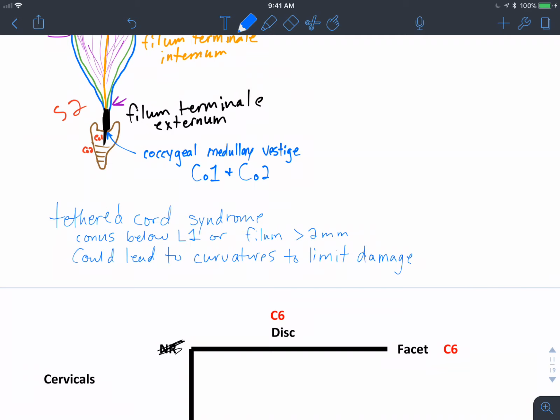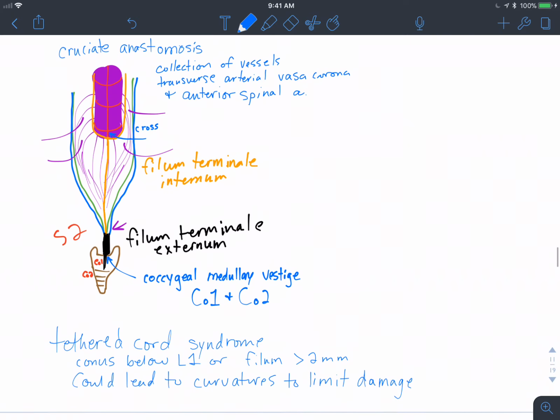So that's one classification. Or if you have a really thick filum, greater than 2 millimeters, it puts that same pressure on the cord and the nerves. So basically what your body will do is you'll get compensatory curves, scoliosis and curvatures like that, to try to decrease the tension on the cord. And it can cause a lot of problems, as you can see on page 31. Just keep that in mind. Those are our two classifications.